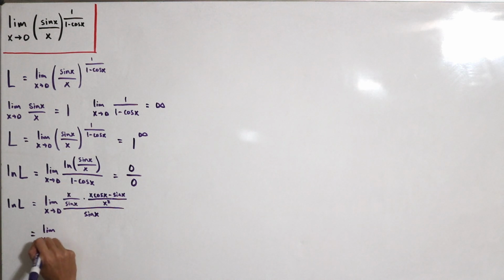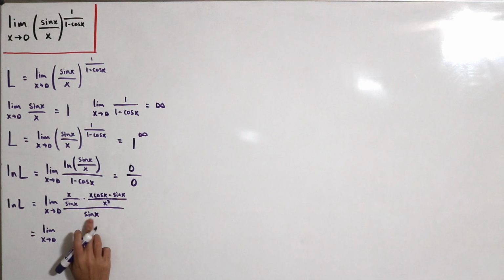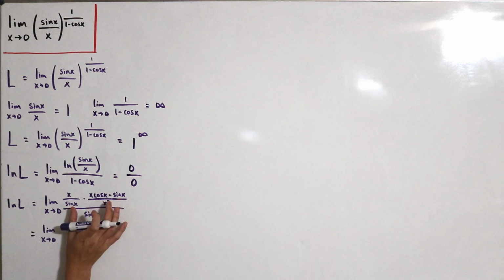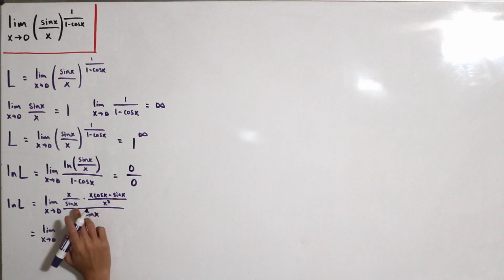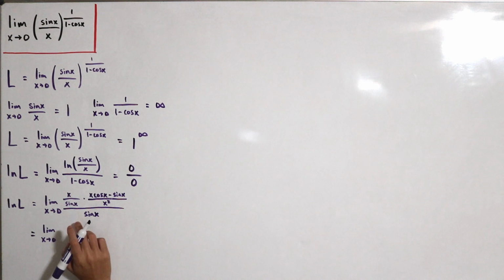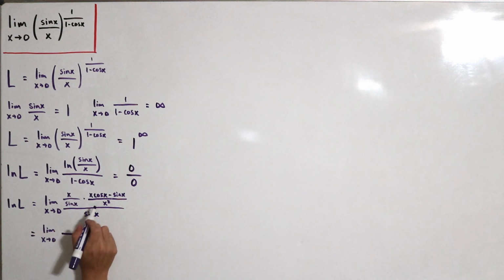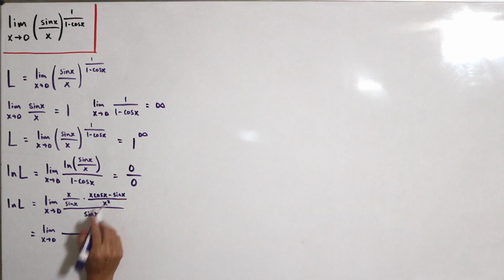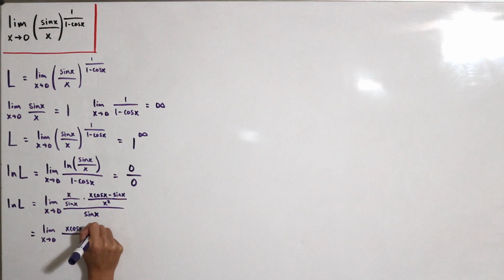So the limit as x approaches 0. I can combine the sine of x in the denominator under one fraction. The x's cancel, leaving one term of x on the bottom. So the denominator is x times sine squared of x, and the numerator remains the same, x cosine of x minus sine of x.